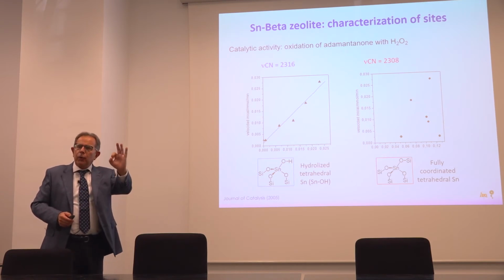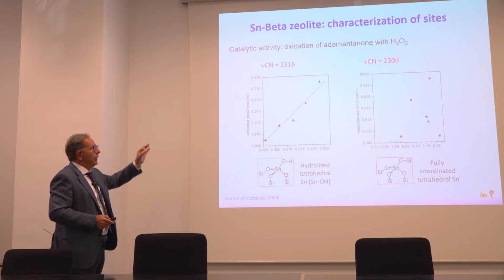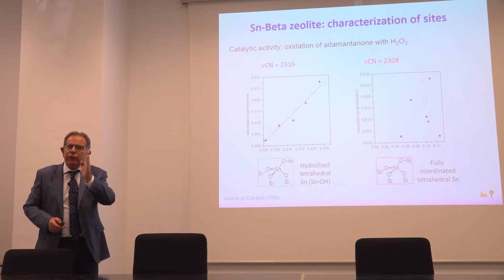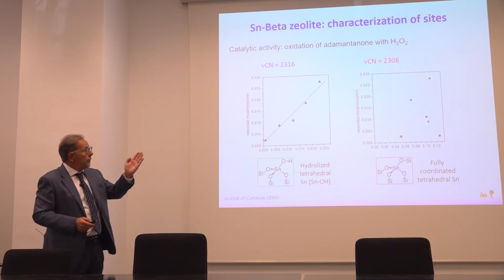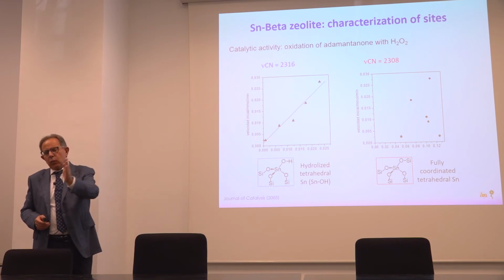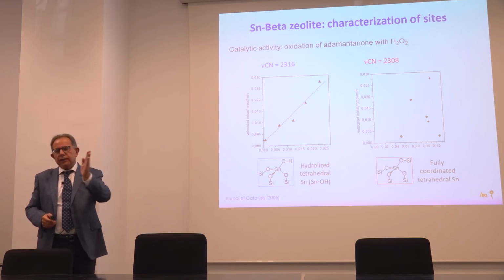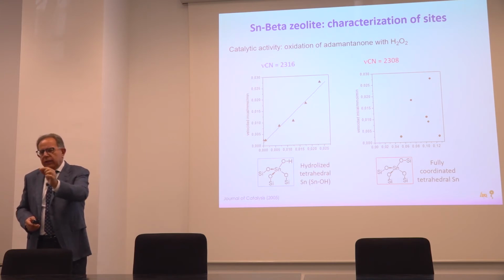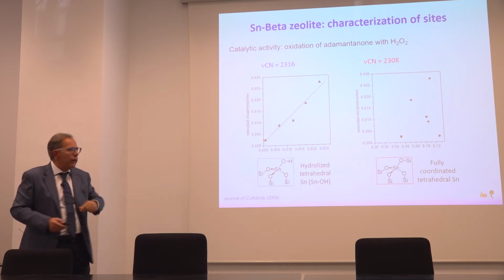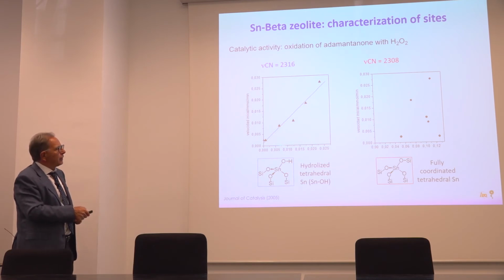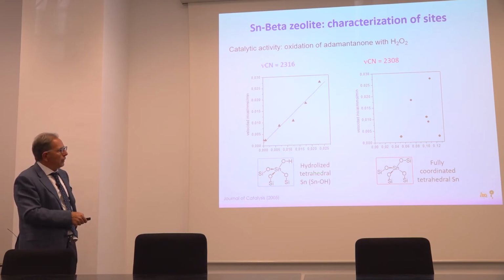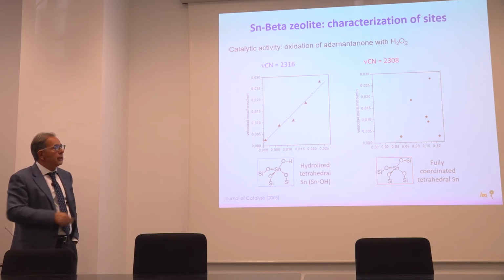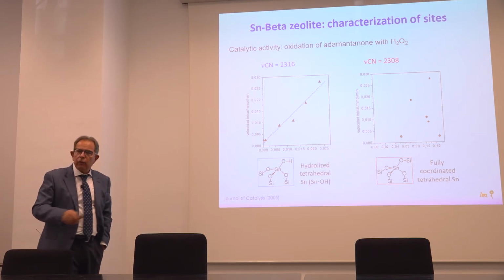We use a probe molecule, which is deuterated acetonitrile, where we could differentiate, when interacting with the molecule, which tins were coordinated with 4 oxygens, and which were coordinated with 3 oxygens and the silicon, and 1 OH. And you see a very direct, excellent correlation between the amount of hydrolyzed tetrahedral, so 3 here and 1 OH, and the initial rate of the reaction. So we know the sites.